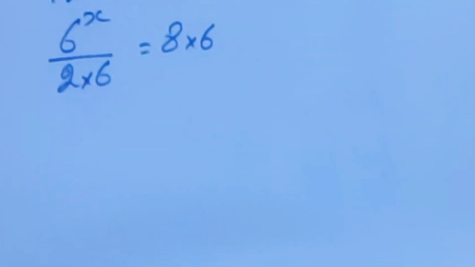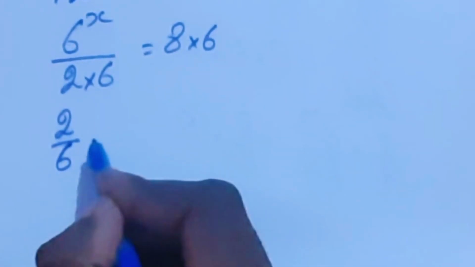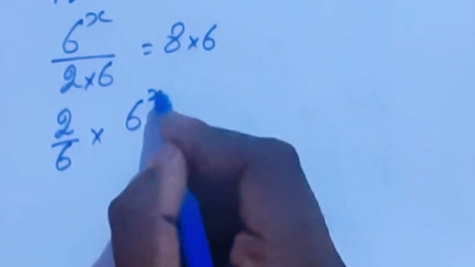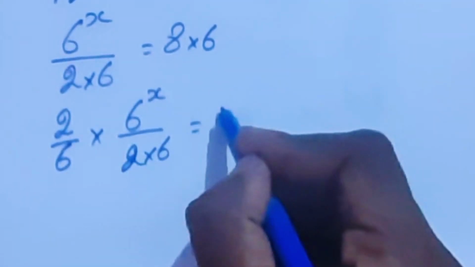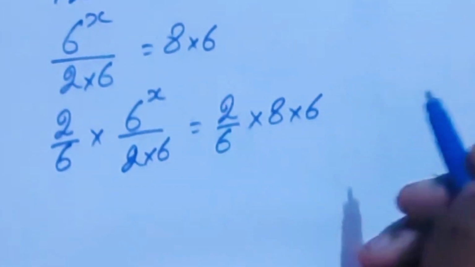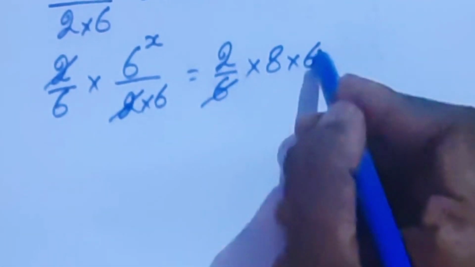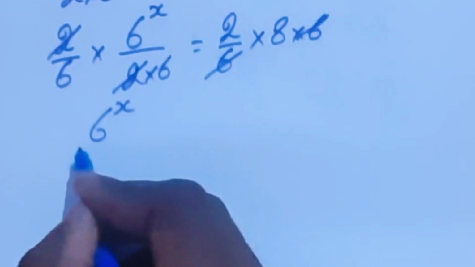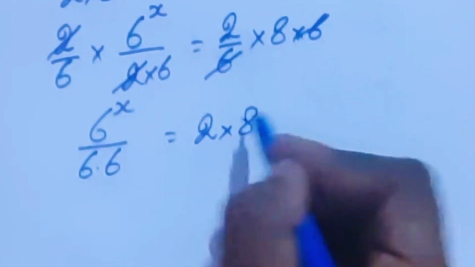Now here we are going to multiply by 2 by 6 on both sides. So 2 by 6 times 6 power x by 2 times 6 equal to, right hand side, 2 by 6 times 8 times 6. Now this 2 cancels this, here also this 8 cancels this. Here we have 6 power x by 6 times 6 equal to 2 times 8.